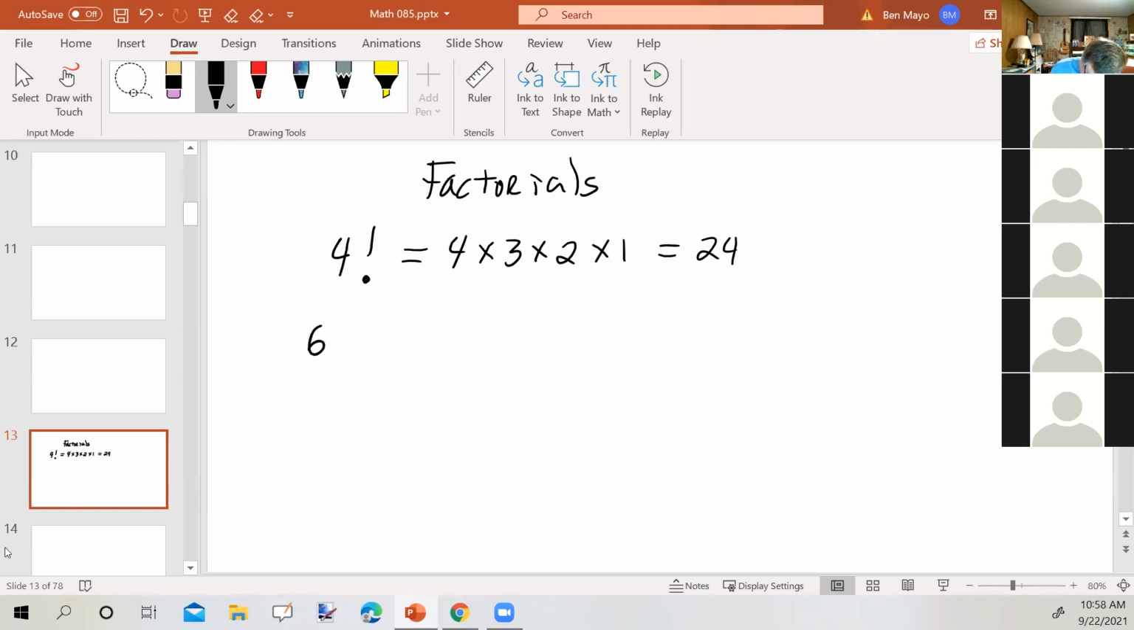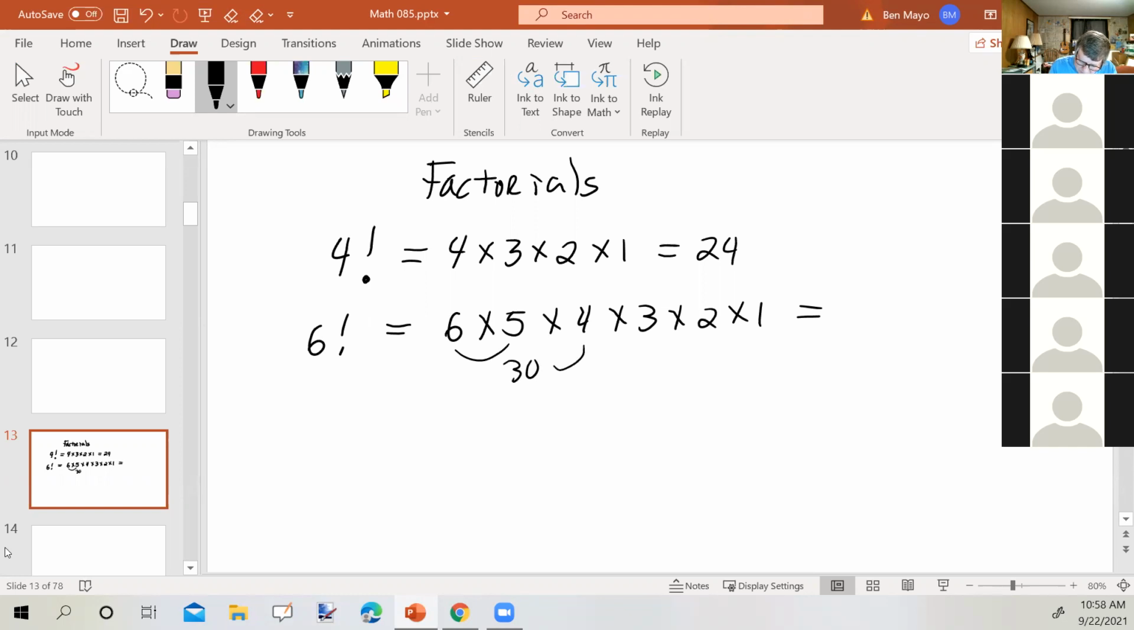What about 6 factorial? 6 factorial is 6 times 5 times 4 times 3 times 2 times 1. 6 times 5 is 30. 30 times 4 is 120. 120 times 3 is 360. 360 times 2 is 720. And 720 times 1 is 720.